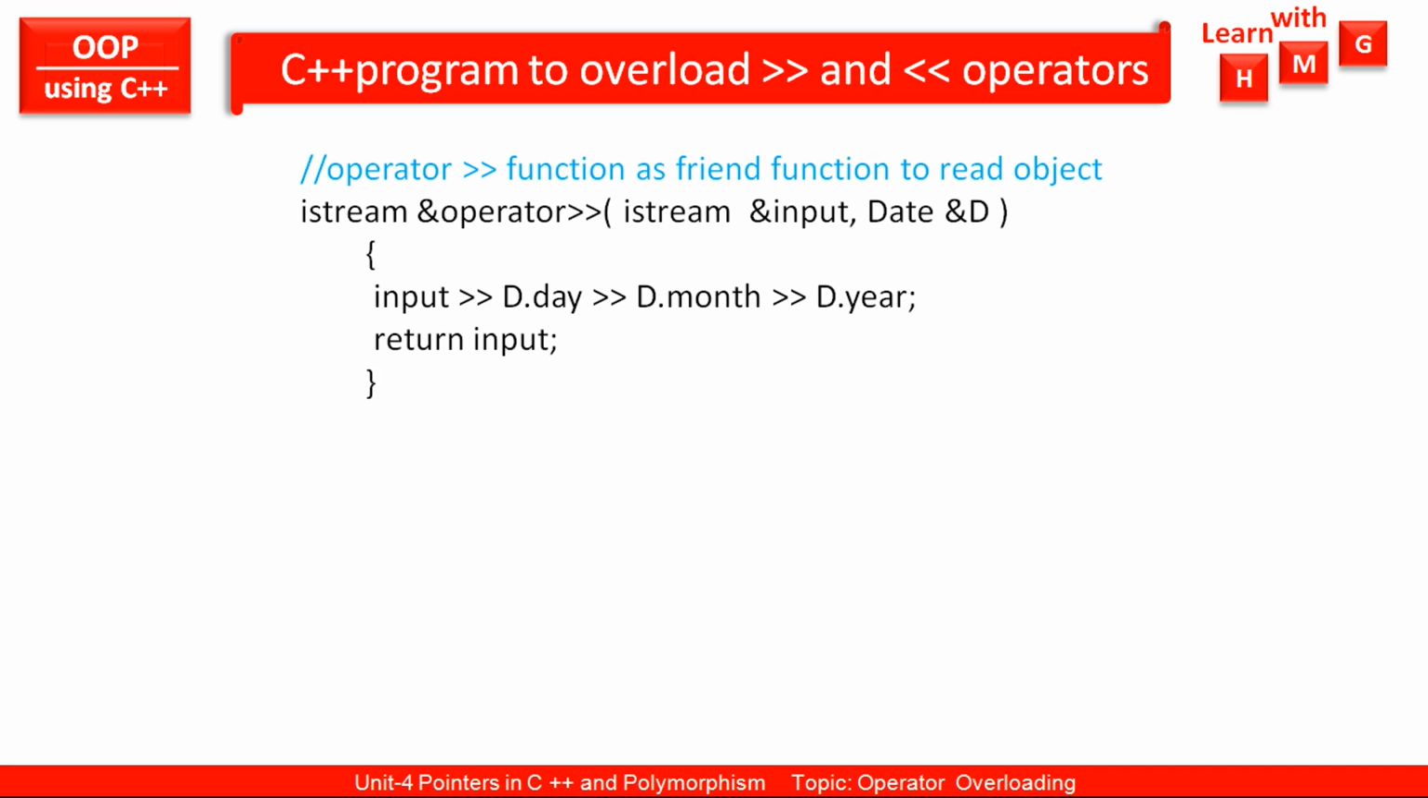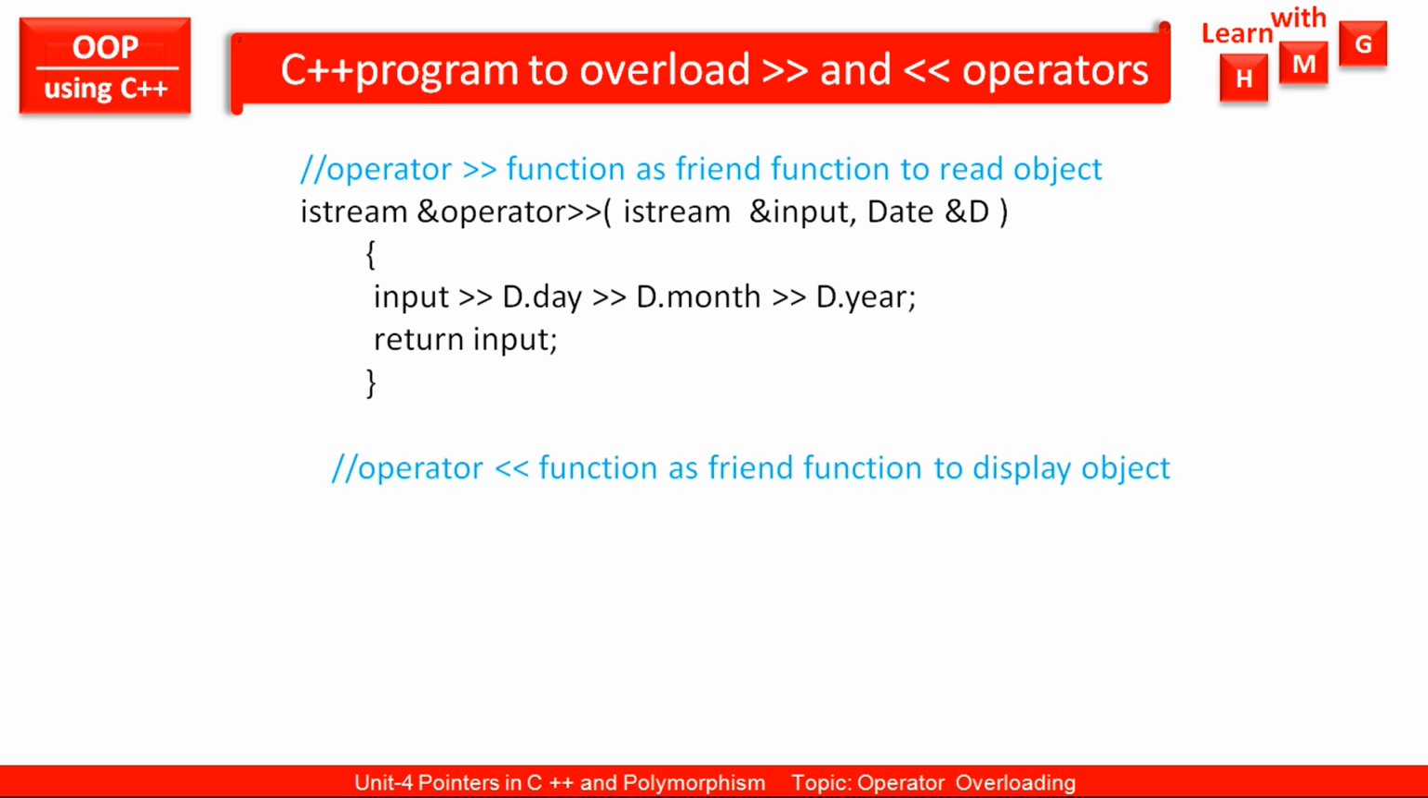So in this way, this input stream object input is used to return the object, and using it we have accepted the values of three data members of object d, that is d.day, d.month and d.year. So in this way simply we can perform this input operation using input stream object, that is input, and the same object is returned by this particular function.